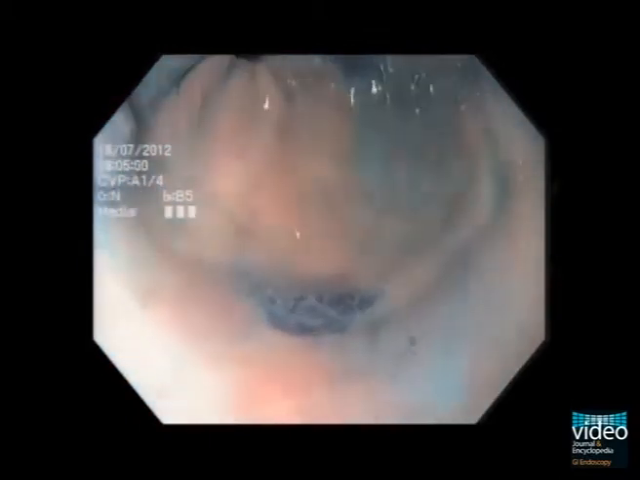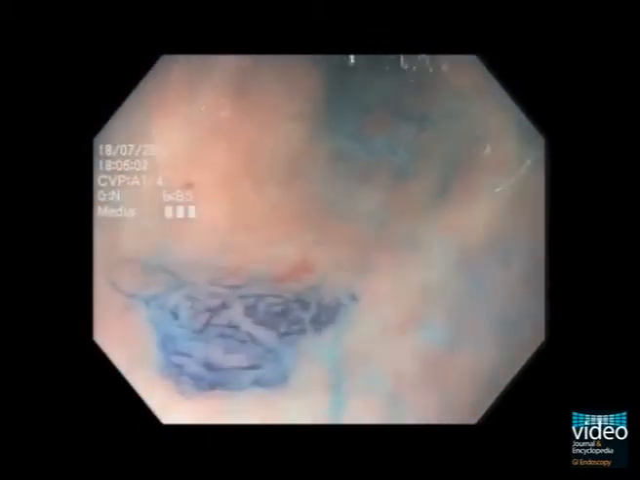Methylene blue solution is sprayed onto the gastric mucosa directly. Then copious water is used to wash off excess methylene blue solution. We can then see the lesion as it is well demarcated by the blue-stained gastric mucosal pits.